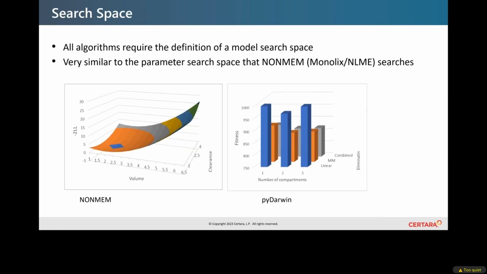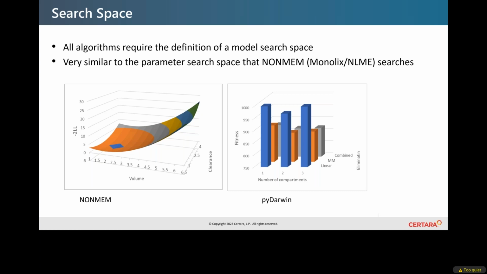To start with any search problem, you need to think about what's called the search space. And all algorithms require the definition of this model search space, including doing it manually. Even though we don't do this explicitly when we do it manually, we have an idea of what we're looking for. We start out, we write an analysis plan.